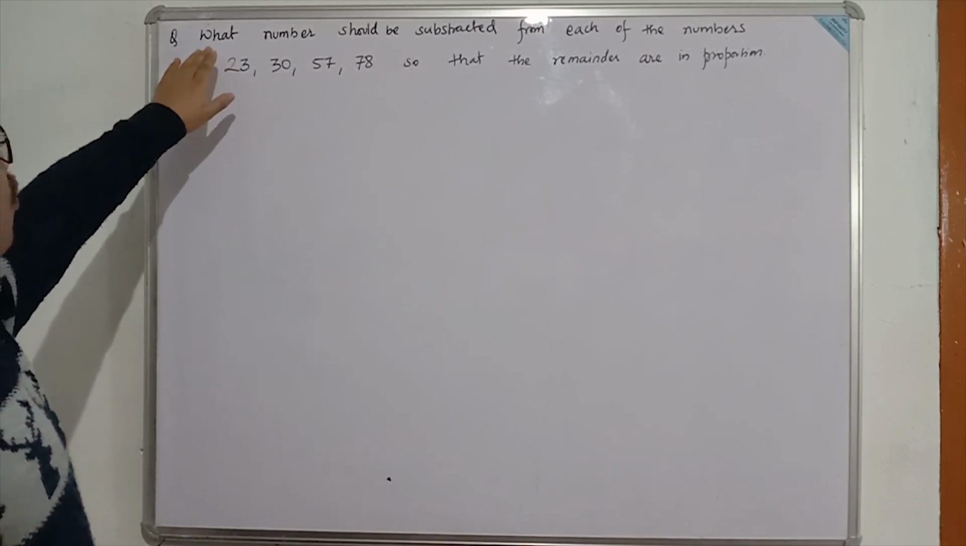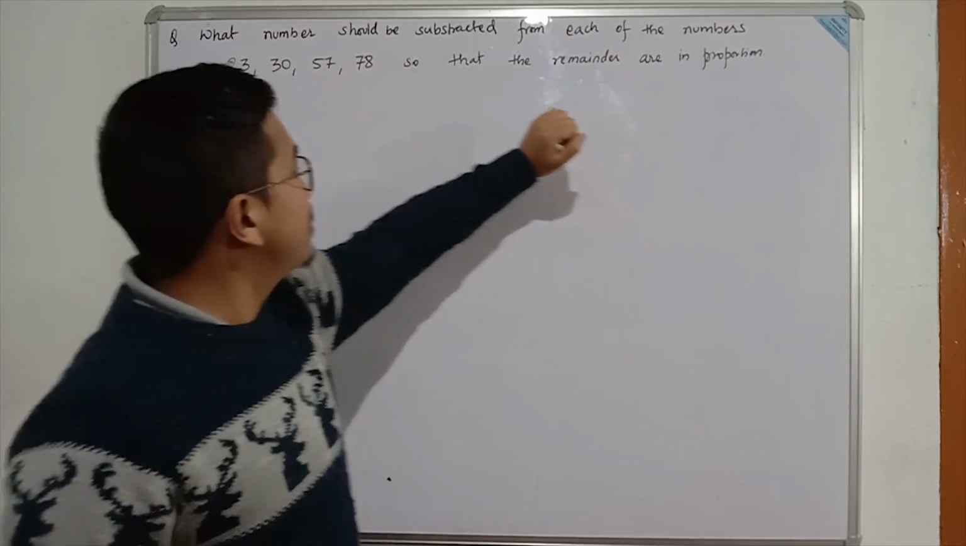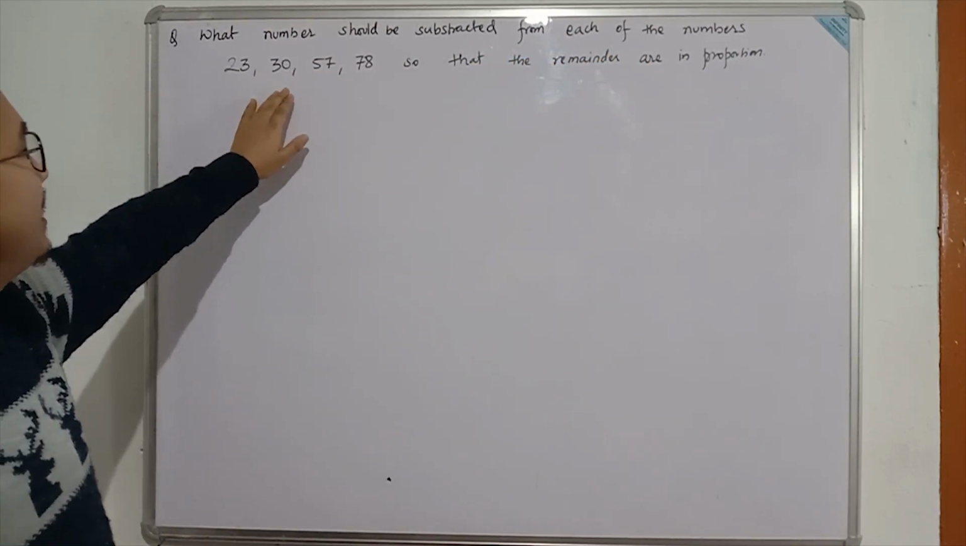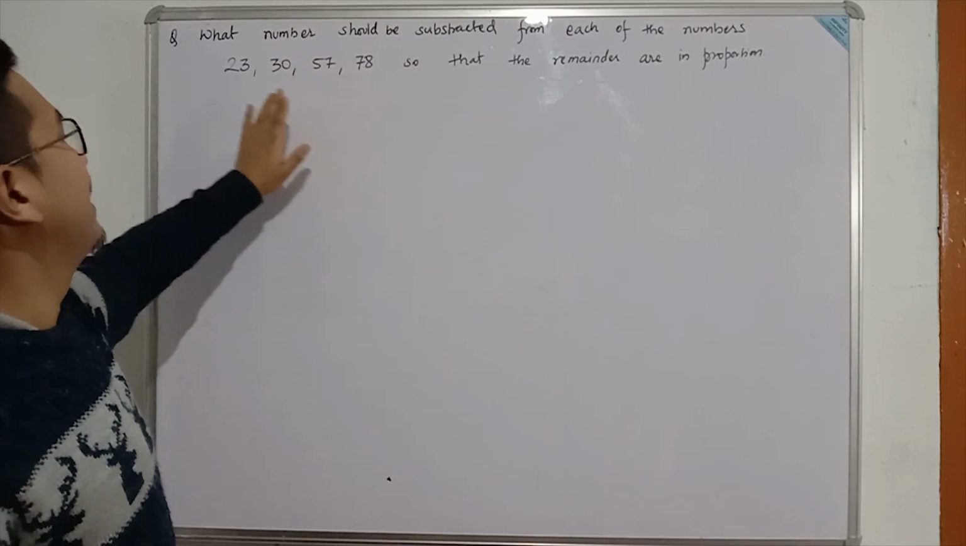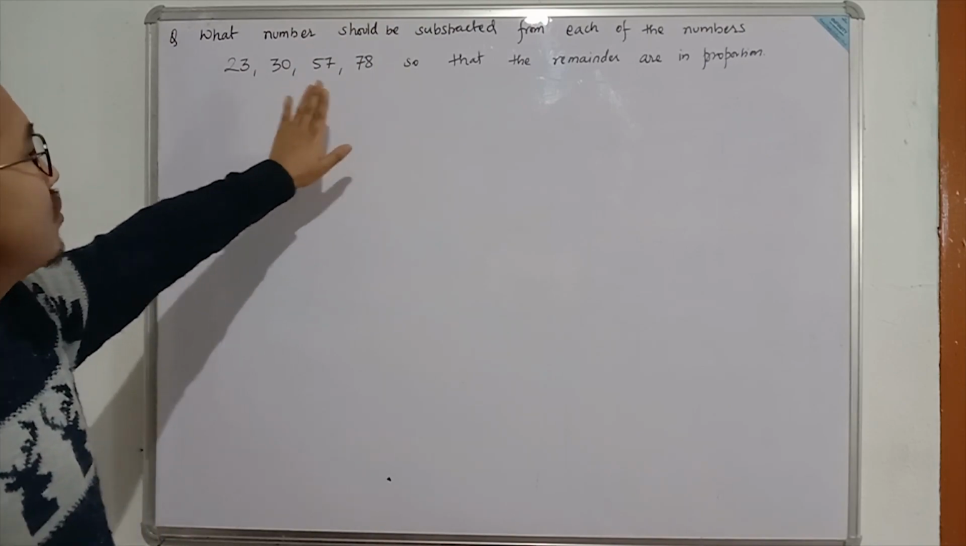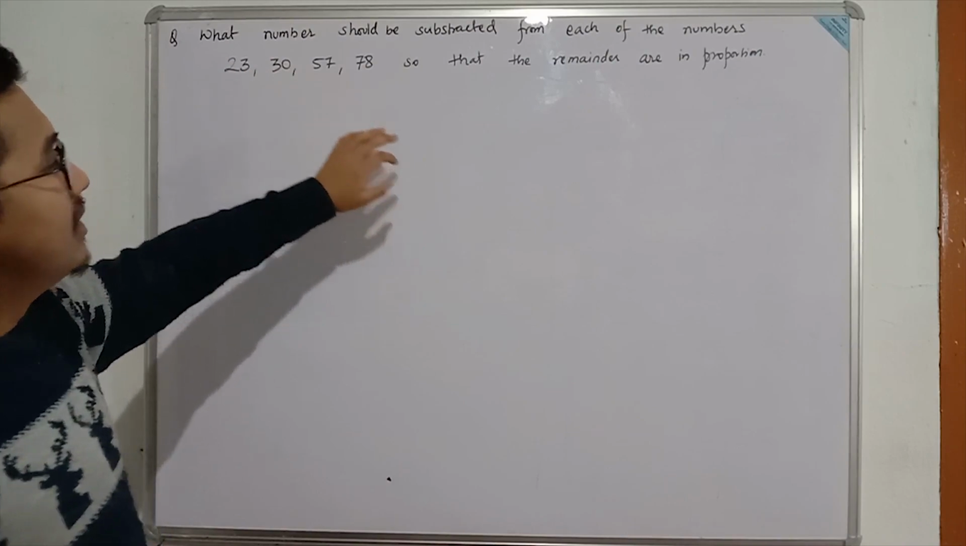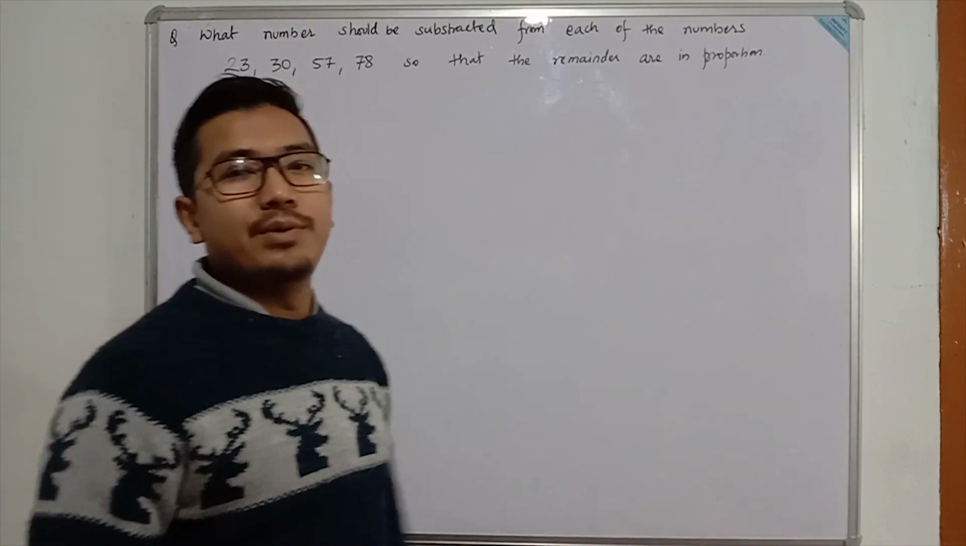The question says, what number should be subtracted from each of the numbers 23, 30, 57 and 78? We have 4 numbers and we are asked to subtract some number so that the remainders are in proportion. So after subtracting whatever number we get, they will be in proportion.